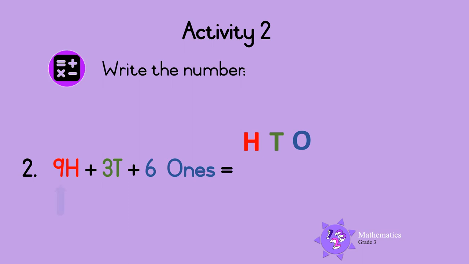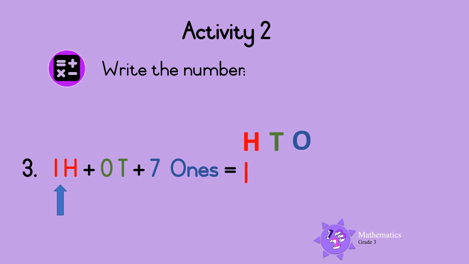The number has 9 hundreds, so 9 is in the hundreds column. The number has 3 tens, so 3 is in the tens column. And the number has 6 ones, so 6 is in the ones column. So the number is 936. Last one. The number has 1 hundred, so 1 is in the hundreds column.